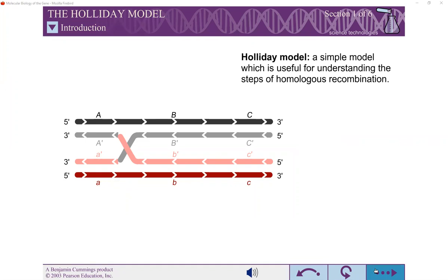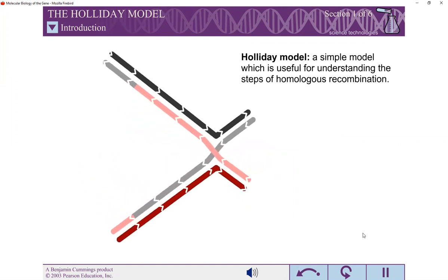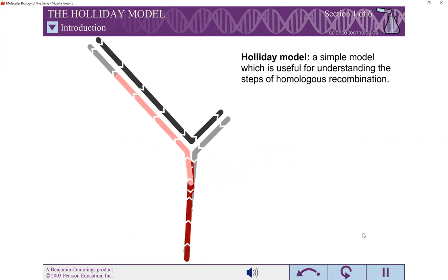Next point. While it is now clear that most recombination events involve synthesis of new DNA, a feature absent from this model, the Holliday model is still useful for understanding recombination.